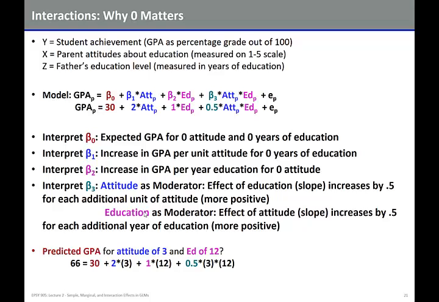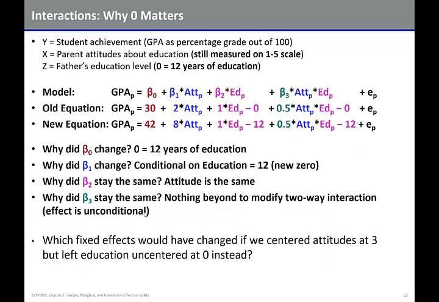So what would be the predicted GPA for an attitude of 3 and education of 12? It'd be 66. Right. 66 out of 100. I don't know. Is that good? I guess. But what if we went and changed our model so that we centered education at 12? Well, the prediction has to be the same. What has to change to give this? Let's take a look.